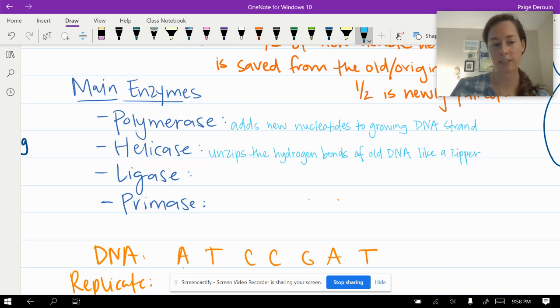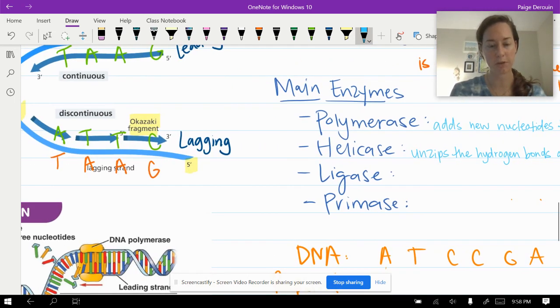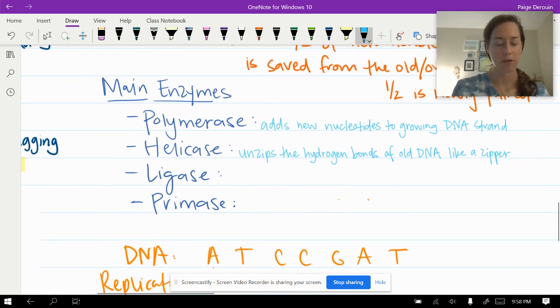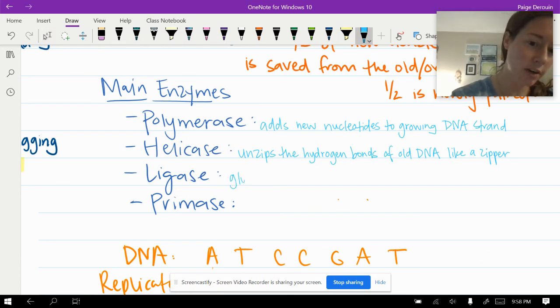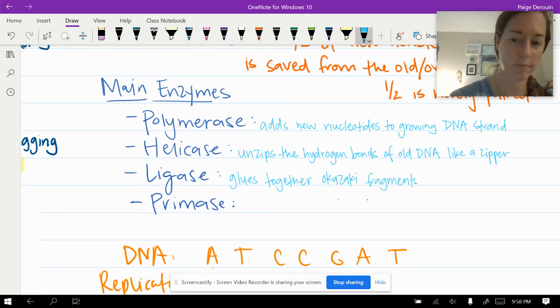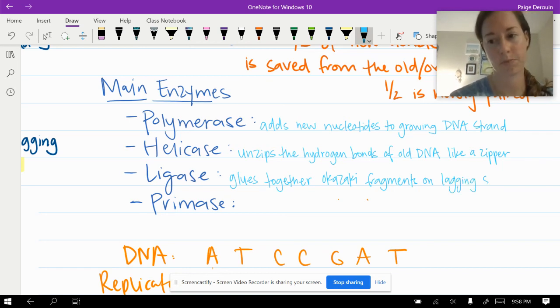Ligase's job is only on the lagging strand. It has to glue together the Okazaki fragments, because if you look back at this picture, there are gaps between them. So they have to actually be glued together. So ligase glues together Okazaki fragments on the lagging strand.